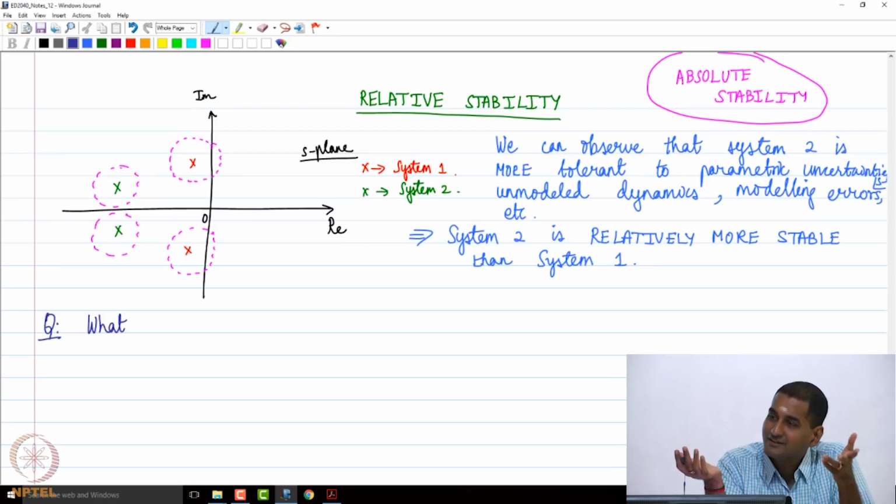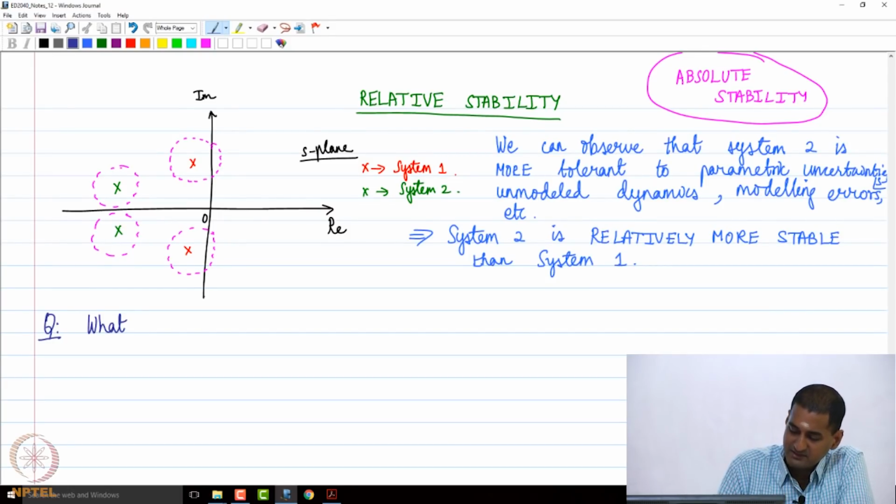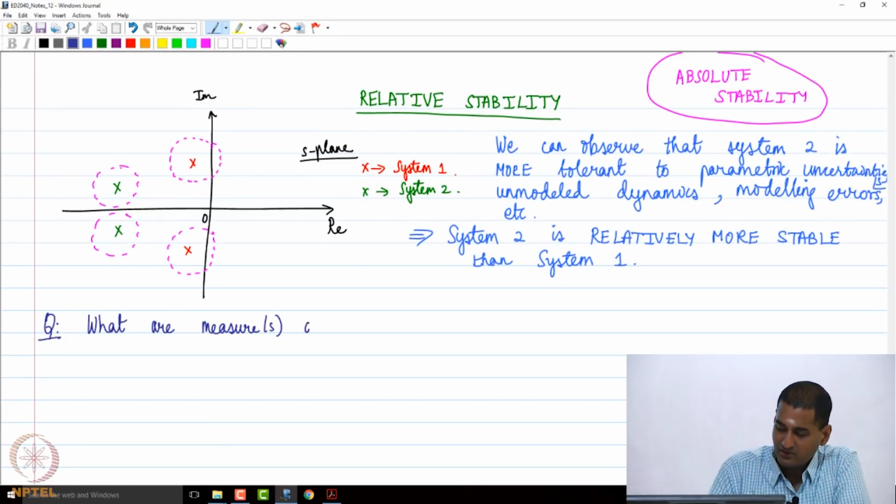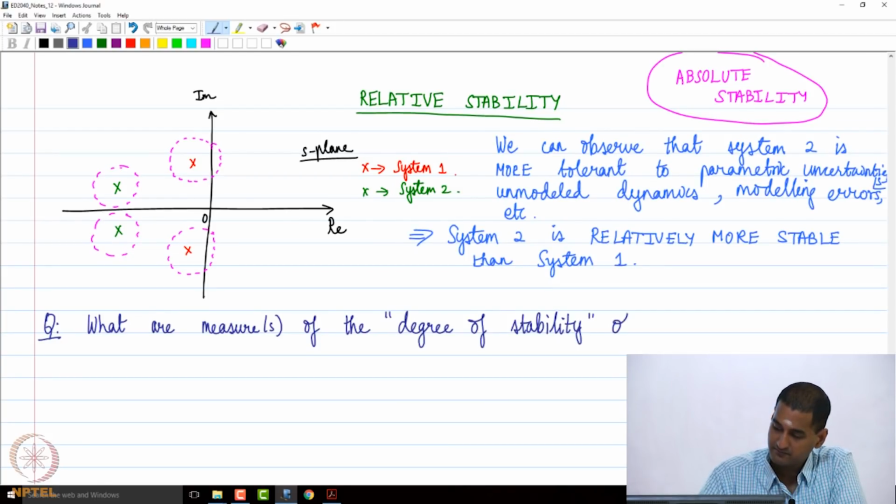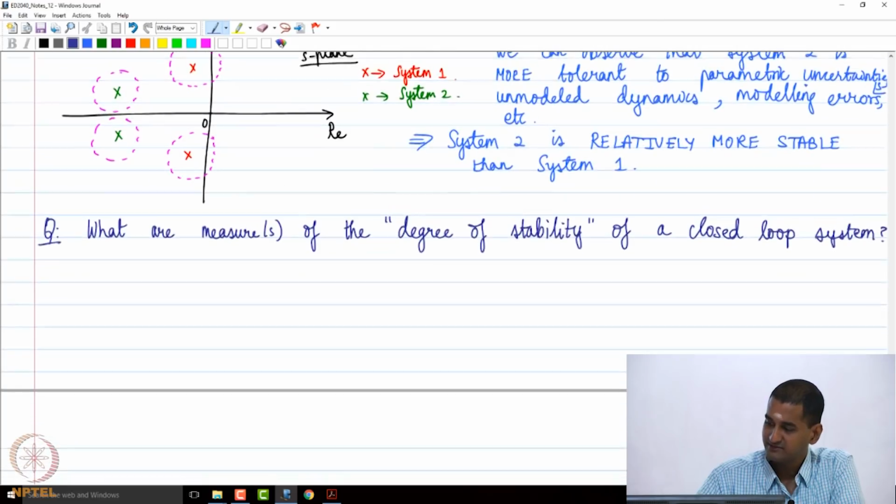But then we need quantitative measures which help us in taking a decision when we do control design. So the questions that we need to ask ourselves are the following. The one question we can ask is: what are measures of the degree of stability of a closed loop system? That's a question that we need to ask ourselves.